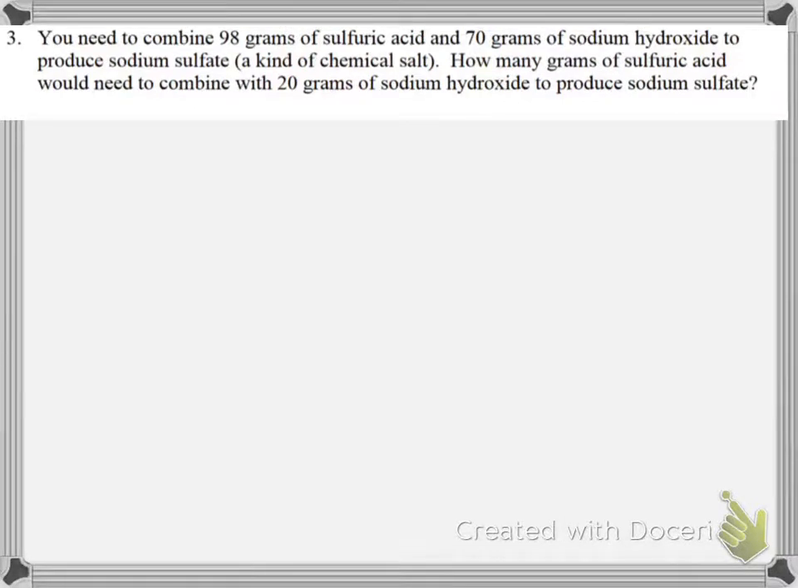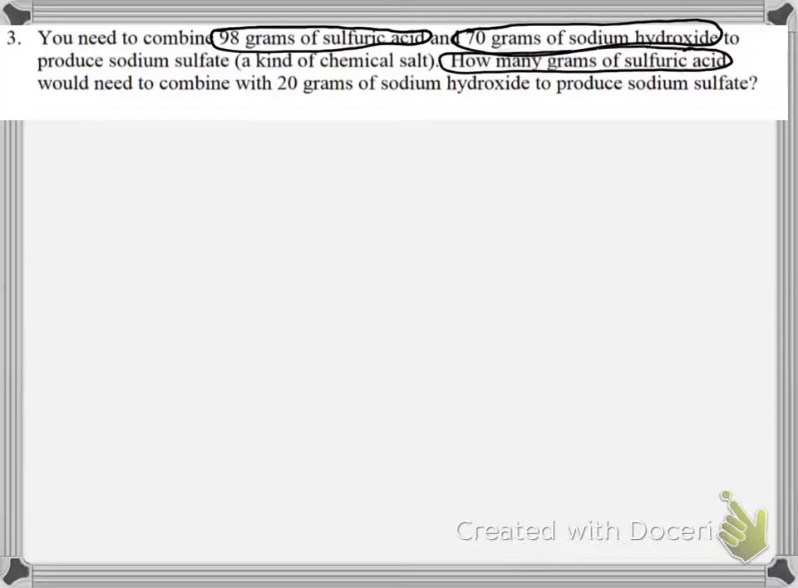Okay, so this one is a science or chemistry problem. It says you need to combine 98 grams of sulfuric acid and 70 grams of sodium hydroxide to produce sodium sulfate. Then it says how many grams of sulfuric acid, so that's going to be our variable x right here, would need to combine with 20 grams of sodium hydroxide.